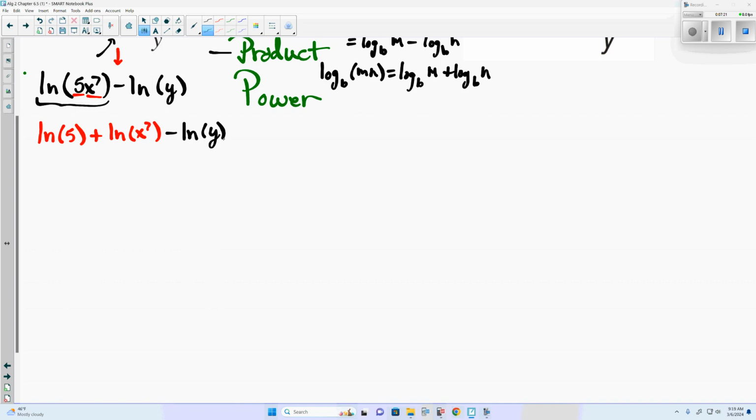Now, if the other one had multiple things in there instead of just y, if it was x times y, we would have ln of x plus ln of y. We would need parentheses because of that negative, but we would do the same thing for it. Questions on product?